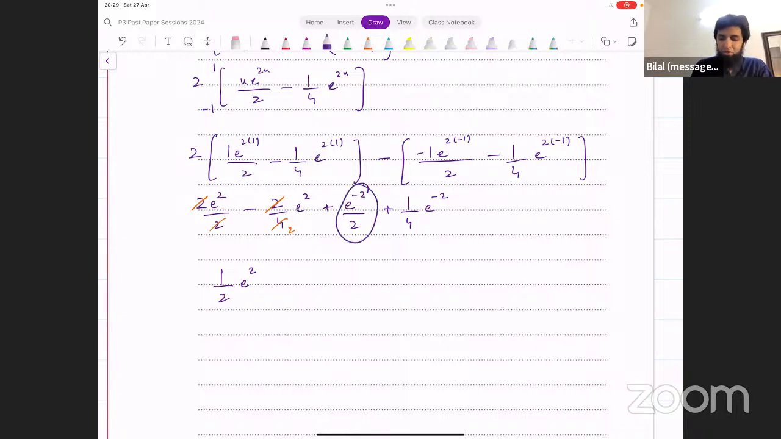Half e raised to power minus 2 plus 1 over 4 e raised to power minus 2. That's 2 over 4 plus 1 over 4. That will be 3 over 4. So we have 3 over 4 e raised to power minus 2. And that's the final result that we get from this. 1 over 2 e squared plus 3 over 4 e raised to power negative 2.